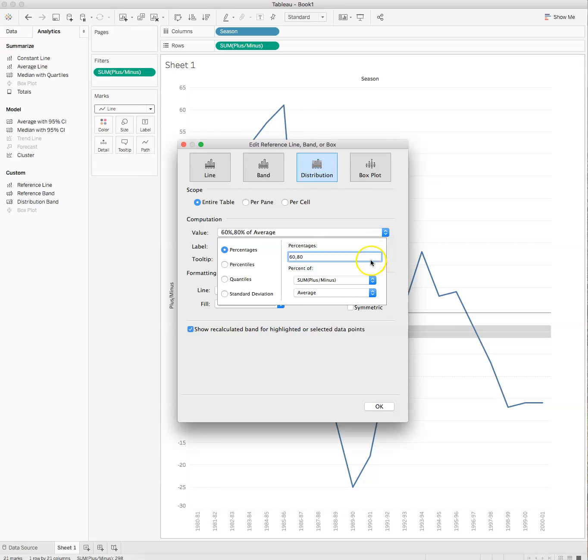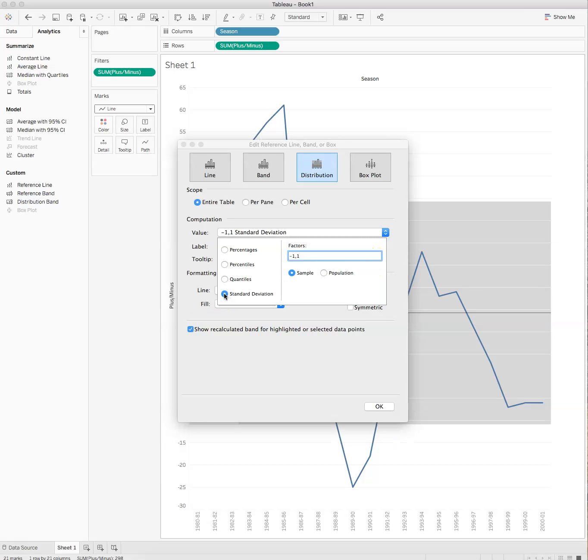And what I'm looking for is standard deviation. And I want plus or minus 3, comma 3 standard deviation.